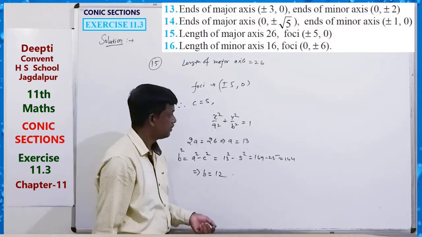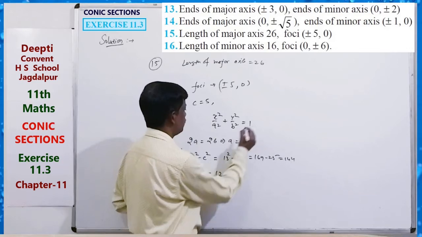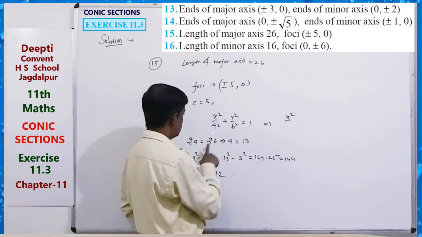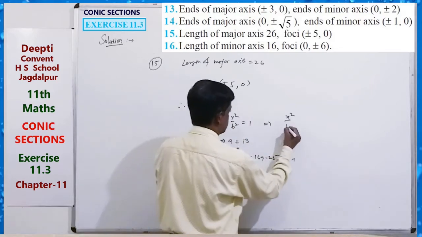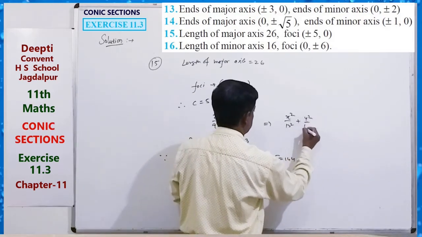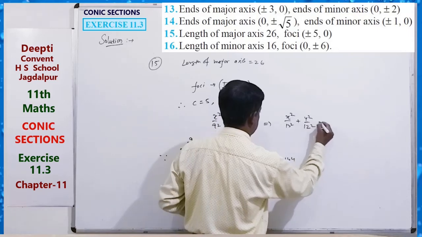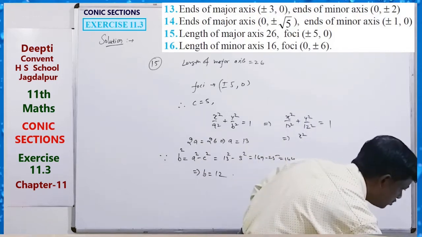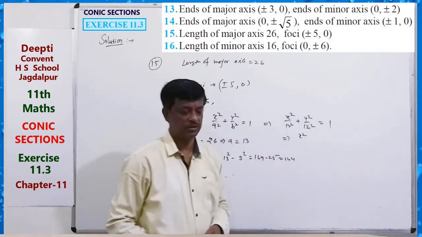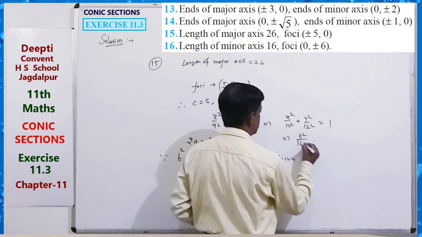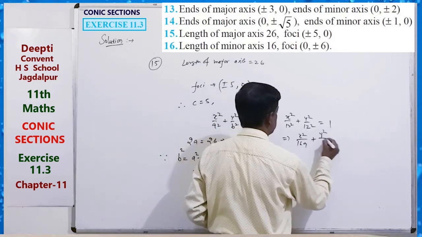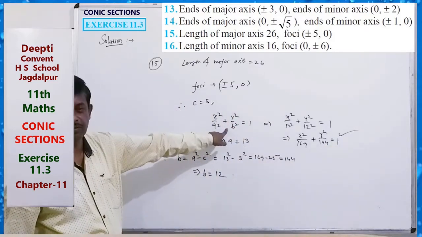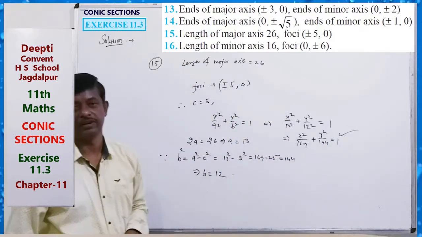So the equation of the ellipse will be x square upon a square, 13 square, plus y square upon 12 square equals 1. So x square upon 169 plus y square upon 144 equals 1. This is the solution. You just have to find the format and then use the given condition.